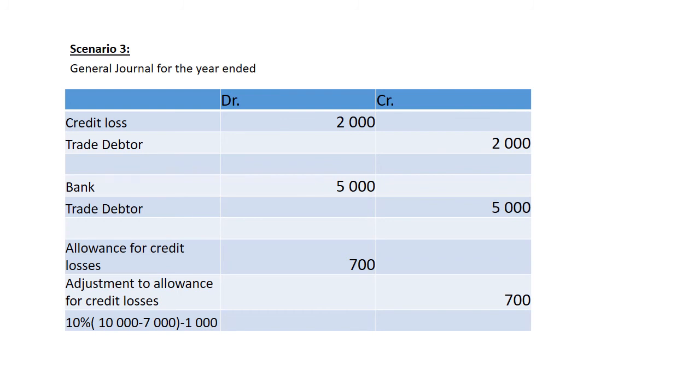Again, there will be a difference in the calculation for allowance for credit losses, which is calculated on the balance of the closing amount of the trade debtors. This will be 10,000 Rand less 7,000 Rand times the 10%, which will be now what we'll need to record this allowance at. However, as we said earlier, the allowance was currently sitting at 1,000 Rand, whereas it needs to be sitting on 300 Rand. So this will result in adjustments of 700 Rand to the allowance.